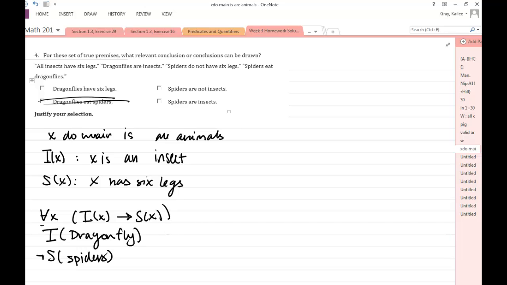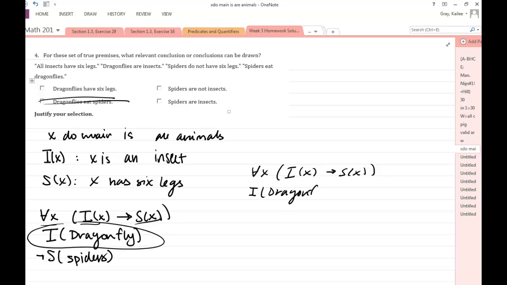So this is saying for any animal that I choose, if insect, then 6 legs. Here I'm saying I is a dragonfly. So this tells me that S of dragonfly must be true. So if I write this out, for all x, I of x implies S of x. I know that I of dragonfly is true. So then that must mean that I can conclude that S of dragonfly is true. So this tells me that dragonflies have 6 legs.